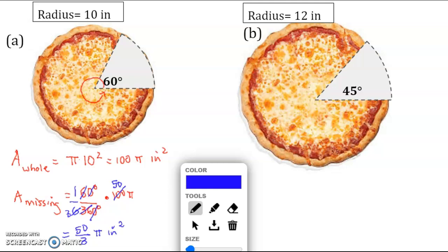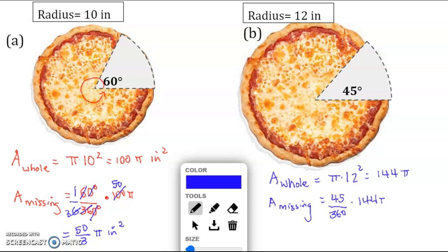What about in this case? Let's calculate the area of the whole. It is pi times r, in this case 12. So 12 squared is 144 pi. So the area of the missing piece in this case is going to be 45 degrees out of a possible 360 degrees, multiplied by the whole pizza, which is 144 pi. That's the area I'd be dealing with if I had the whole pizza.